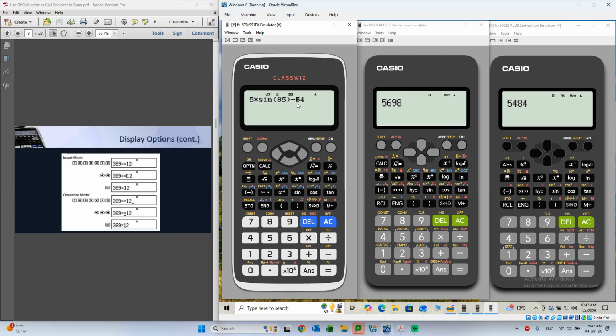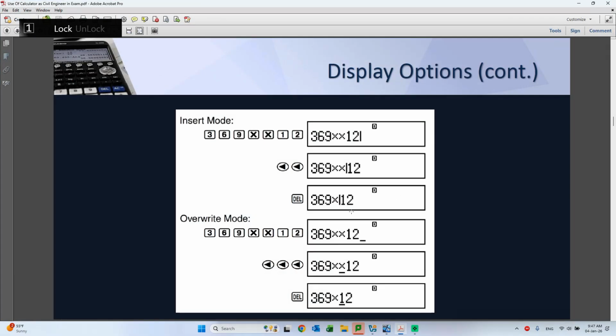It will be shown under the letter. So sometimes I want to change this 5 to 6, and I will go to insert so I can do it directly. Sometimes you will see in the emulators they don't have it, but in the real one you see this icon appearing under the things that you typed. Here you can just replace with this one, which they call overwrite. This is insert mode. So the typical way is insert mode.